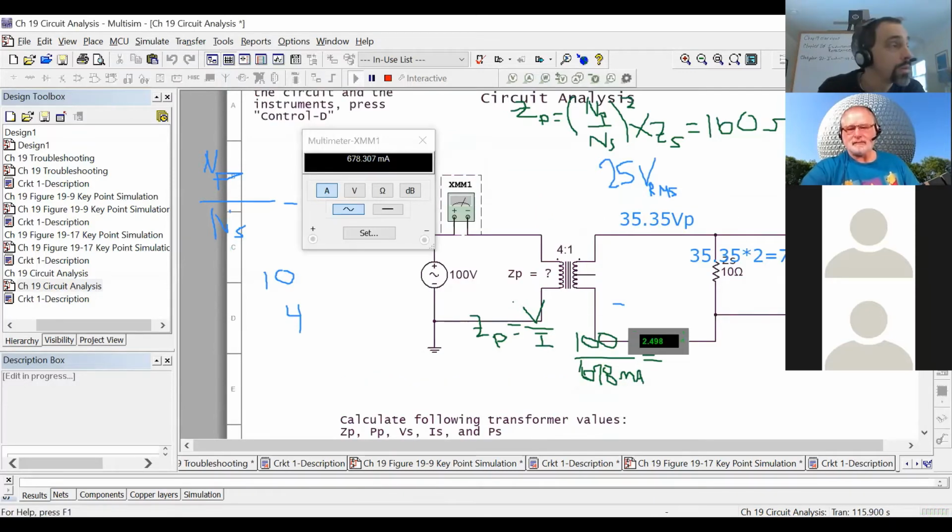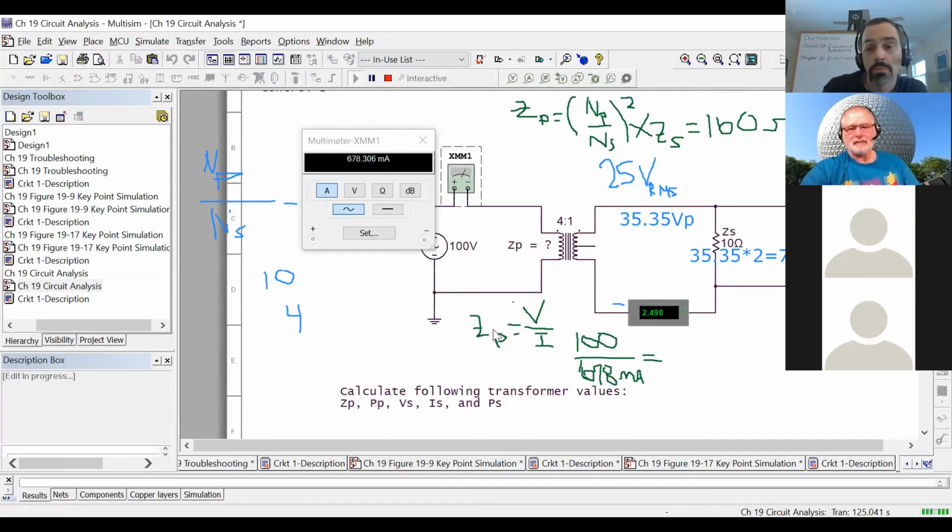Let me get this out of the way. This equation, so what's this I? I is current. So this equation right here, V over I, it's your voltage in your primary over your current in your primary. So if we do that, what do we get for a value?